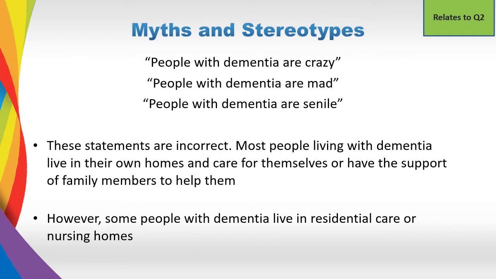Some people might say that people with dementia are crazy or mad or senile, but these statements are incorrect, because most people living with dementia actually live in their own homes and they care for themselves, but they have the support of their family members to help them out. Some people with dementia do live in residential care or nursing homes though, and we will look at that towards the end of your course as to the carers' roles and where they can be placed.